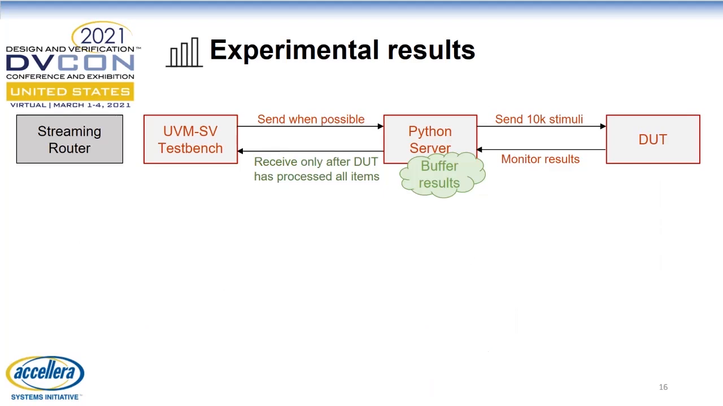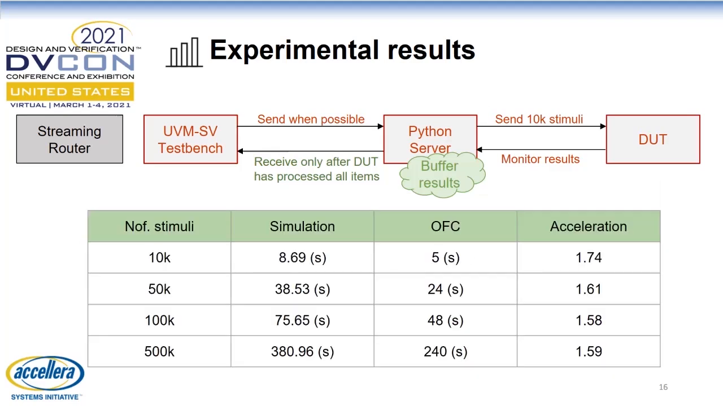For the second configuration, on the simple streaming router, with sending whenever possible and receiving only after the duty has processed all items, we have new results. With this configuration, we achieved better performance, having an acceleration factor of over 1.5. As I said, this is the effect of making fewer context switches between sending and receiving within the test bench.